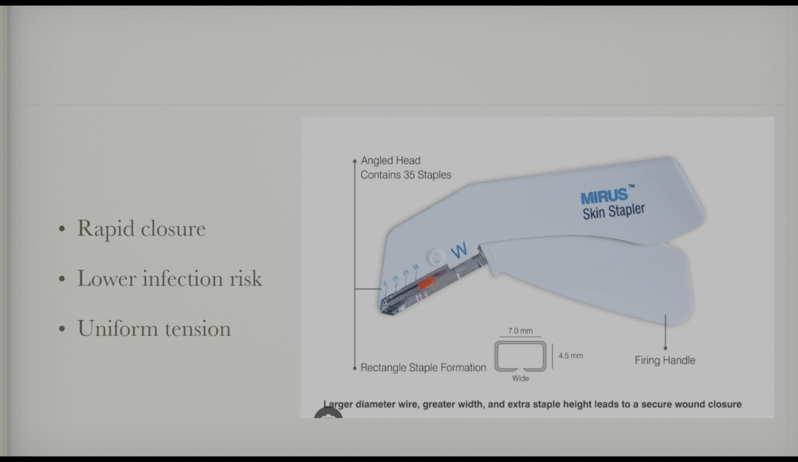There is lower infection risk. It produces uniform tension across the wound. It has an angled head which contains 35 staples. It has a firing handle. The staples are rectangle shaped, 7 mm in width and 4.5 mm in height.